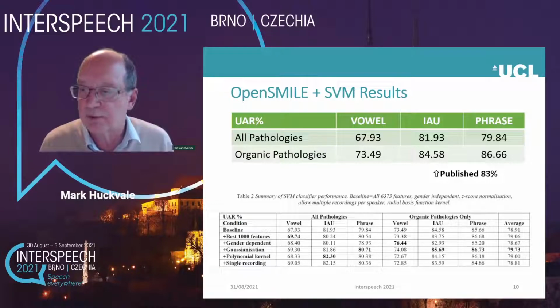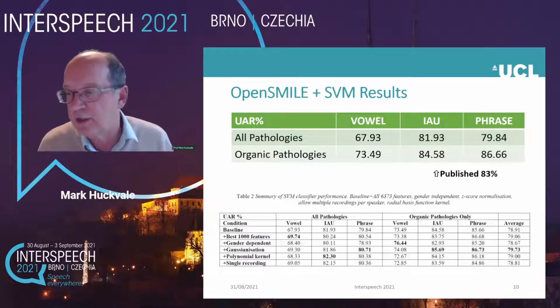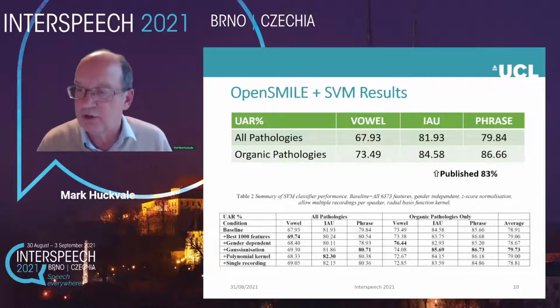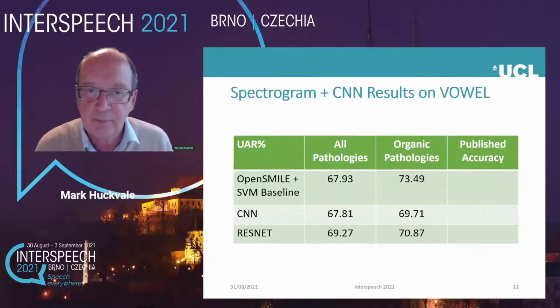We also explored a number of different variants in terms of the features, and things like building a gender-dependent classifier and changing the support vector machine kernel and so on. If you're interested in those things, pick those details up from the paper.